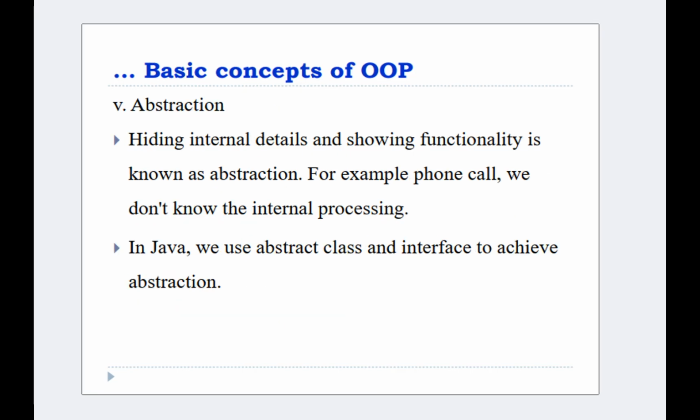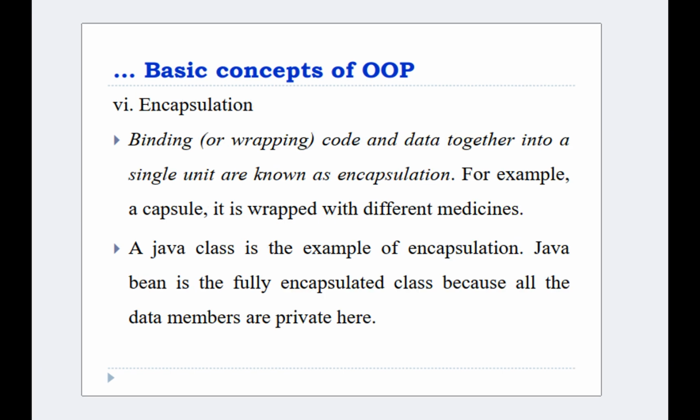Basic concepts of OOP 5. Abstraction. Hiding internal details and showing functionality is known as abstraction. For example, a phone call: we don't know the internal processing. In Java, we use abstract class and interface to achieve abstraction.